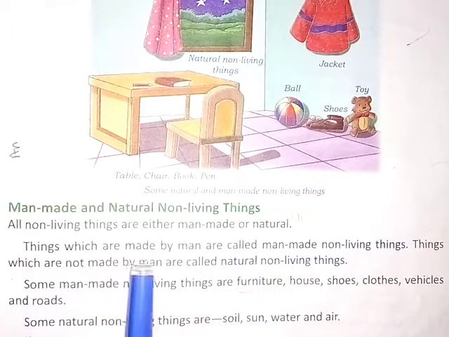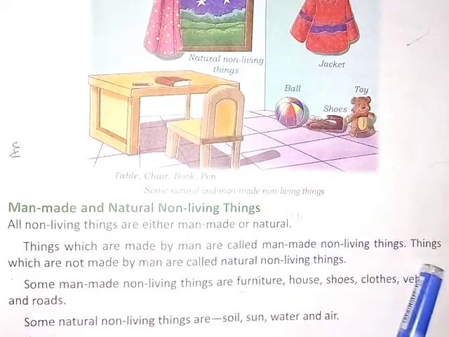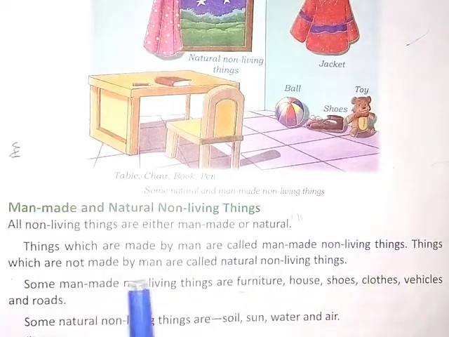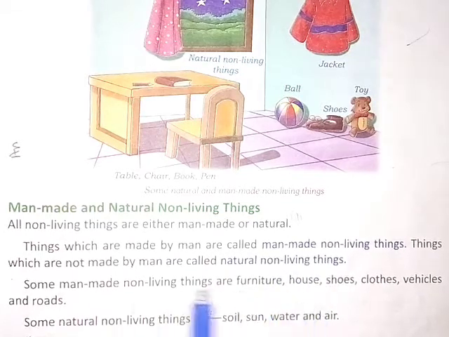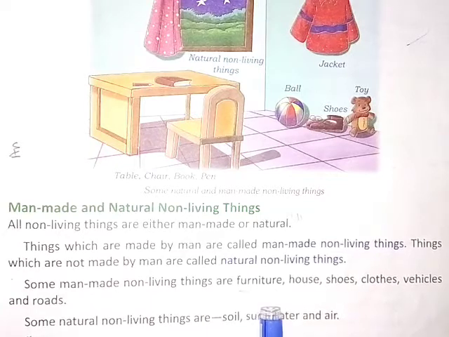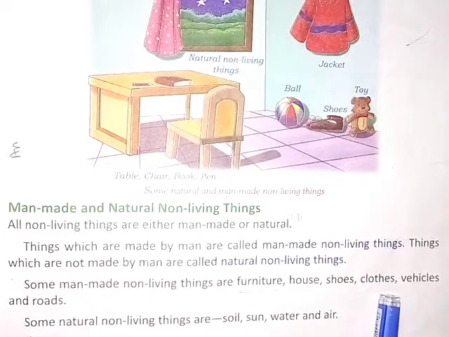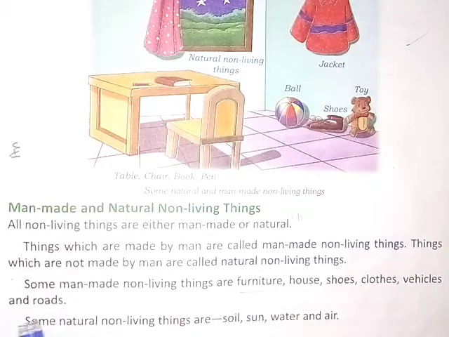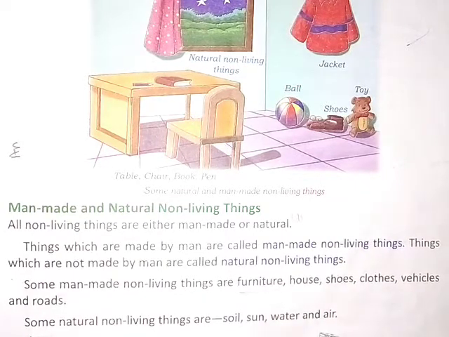Things which are made by man are called man-made non-living things. Things which are not made by man are called natural non-living things. Some man-made non-living things are furniture, houses, shoes, clothes, vehicles, and roads. Some natural non-living things are soil, sun, water, and air.